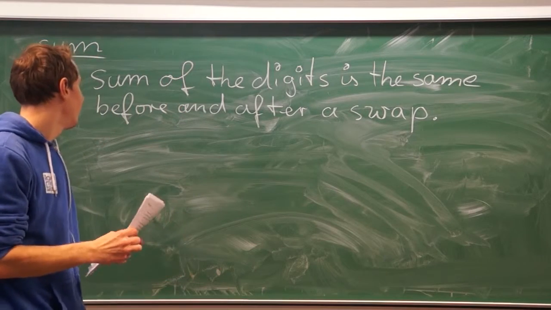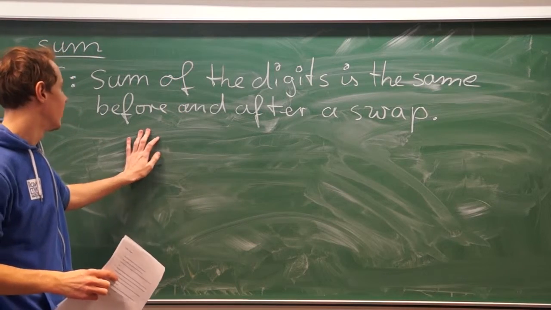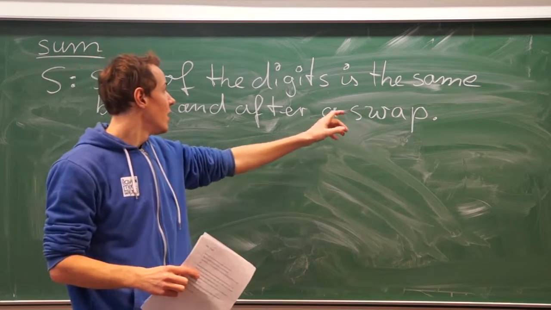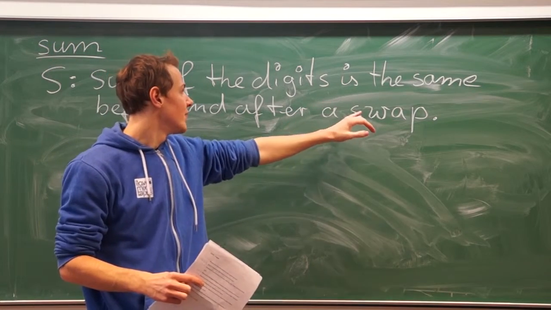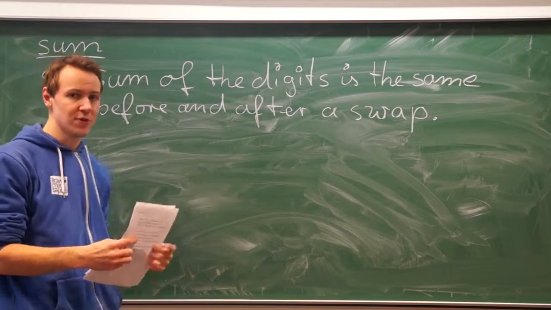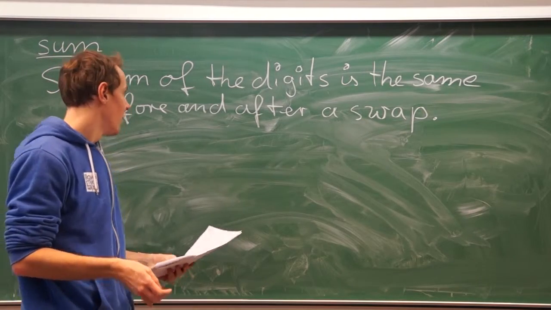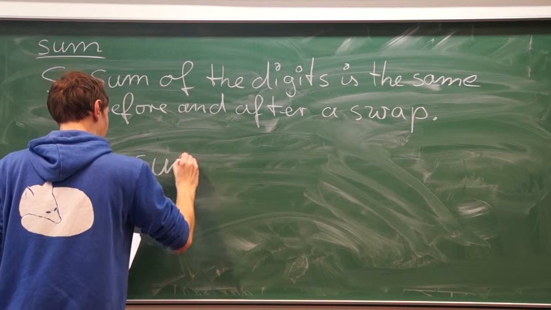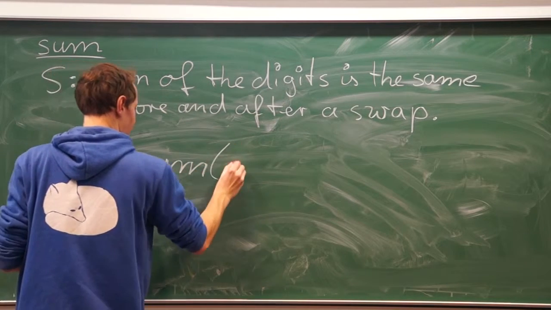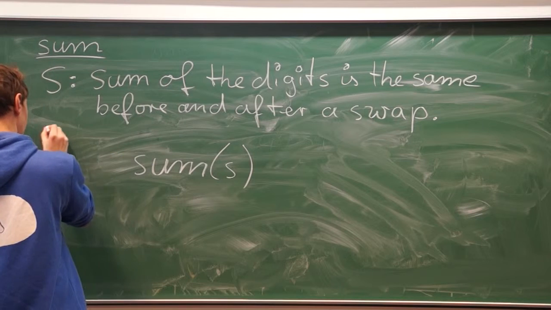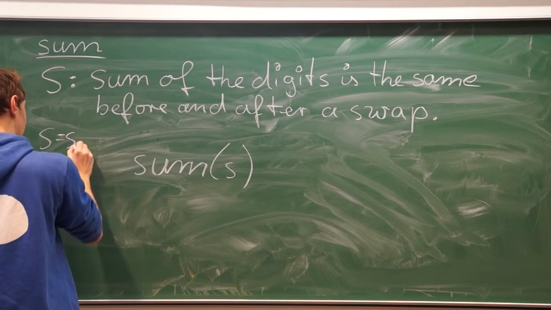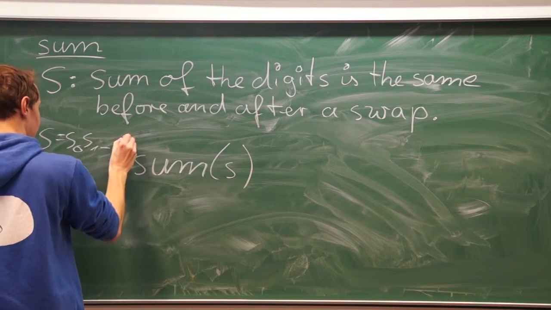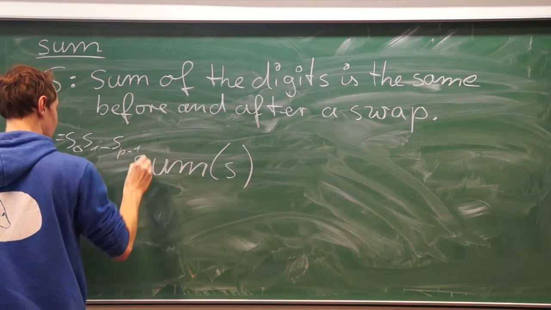Okay, now I want to prove to you a statement: the sum of the digits is the same before and after a swap. So when we look at the sum of the Siteswap S, and the Siteswap is 1 and so on to 1.